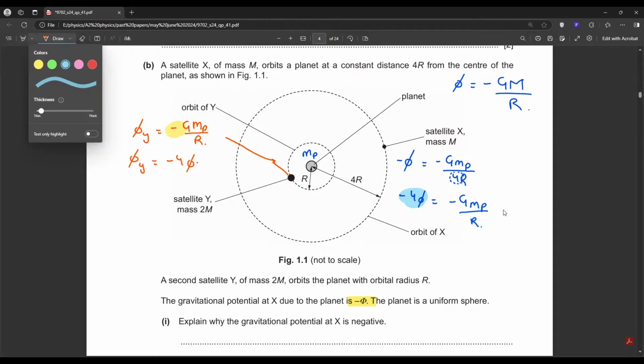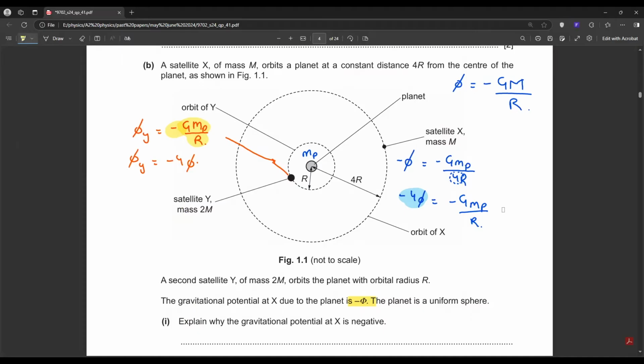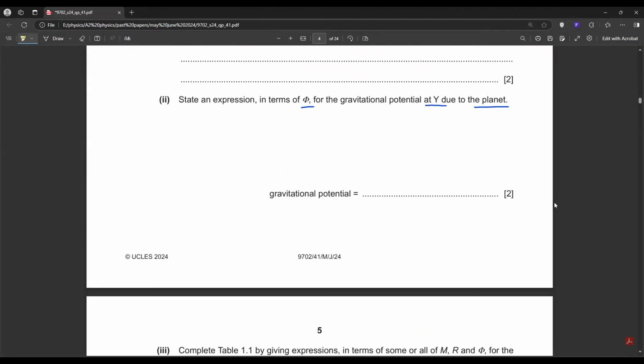Why did I do that? Because I realized that negative capital G, mass of the planet, divided by r is equal to negative 4 phi. Can you analyze this? Hence, here you will say that gravitational potential at y is equal to negative 4 phi. Let's further move ahead.